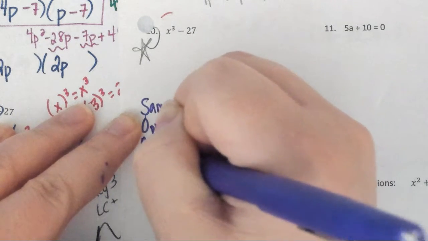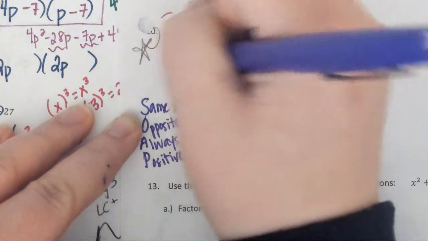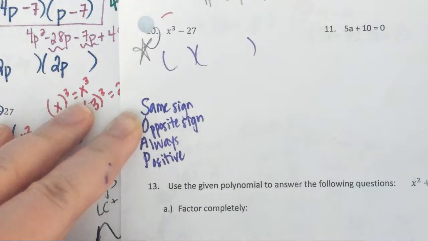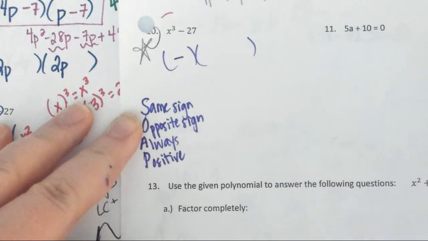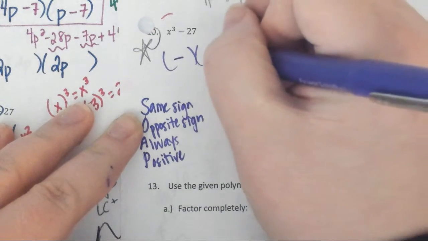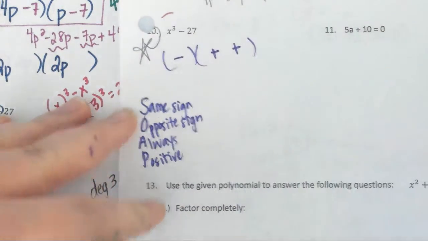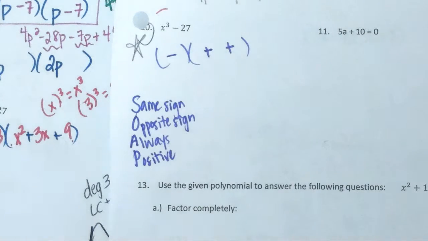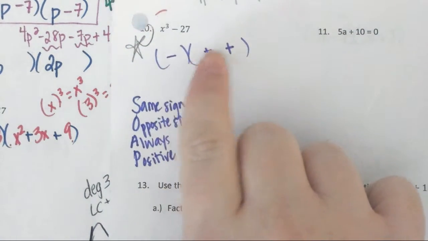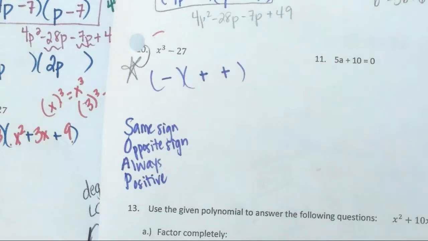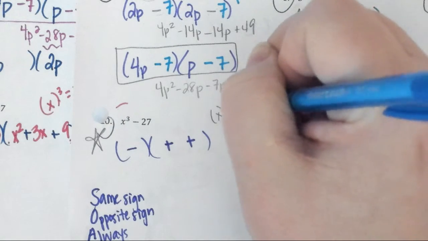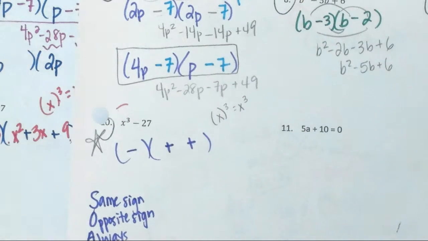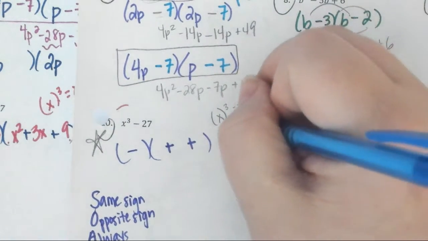And what that meant was we have a binomial and a trinomial. And that binomial, same sign, well, my sign is negative, so I have to be negative. Opposite sign of a negative would be positive, and then always positive. So now you and I just have to figure out what numbers or variables go in each of these slots. Well, the x part's easy because x to the third is x to the third. The hard part is the 27. What to the third is 27?